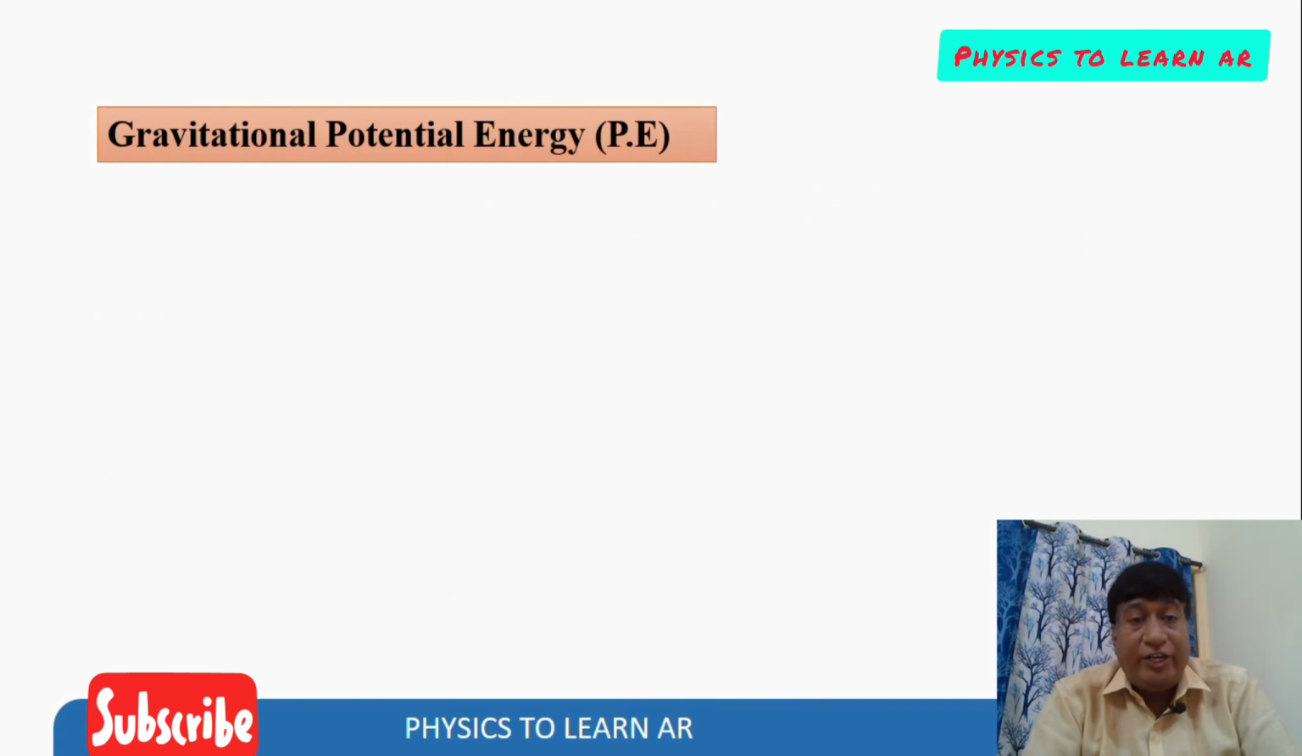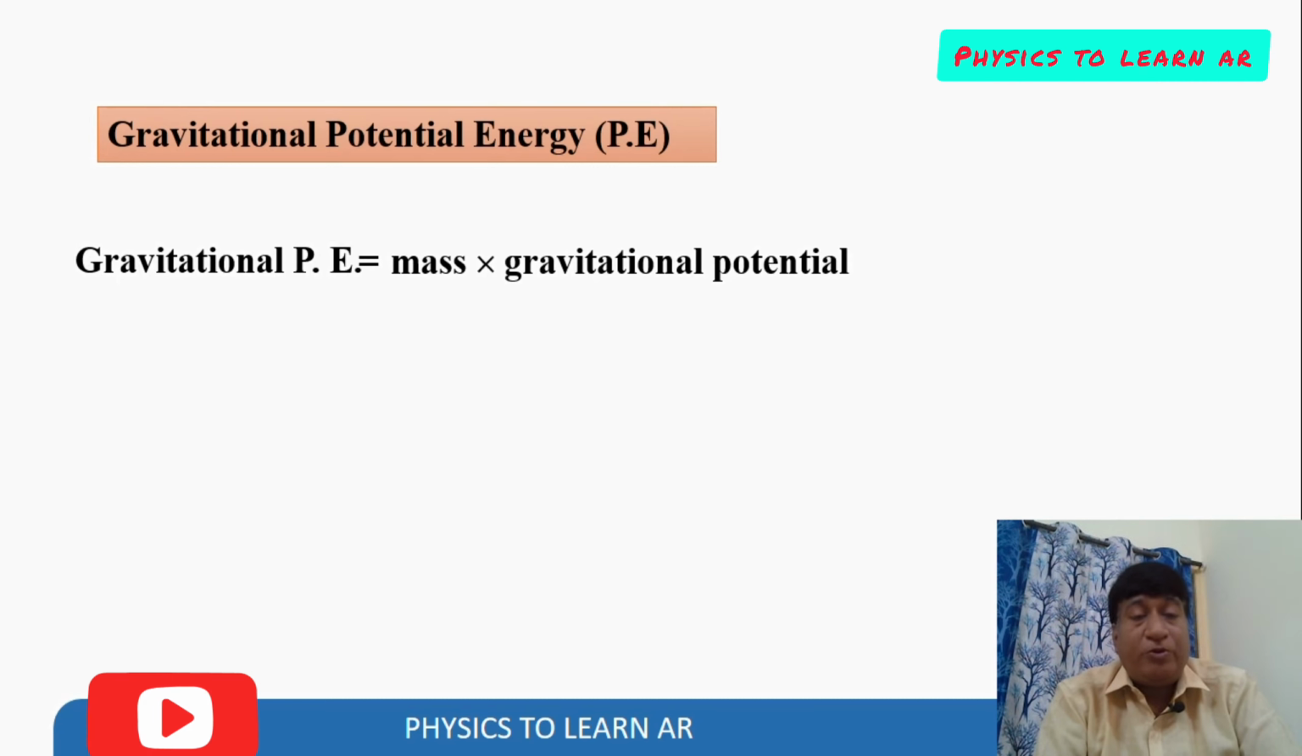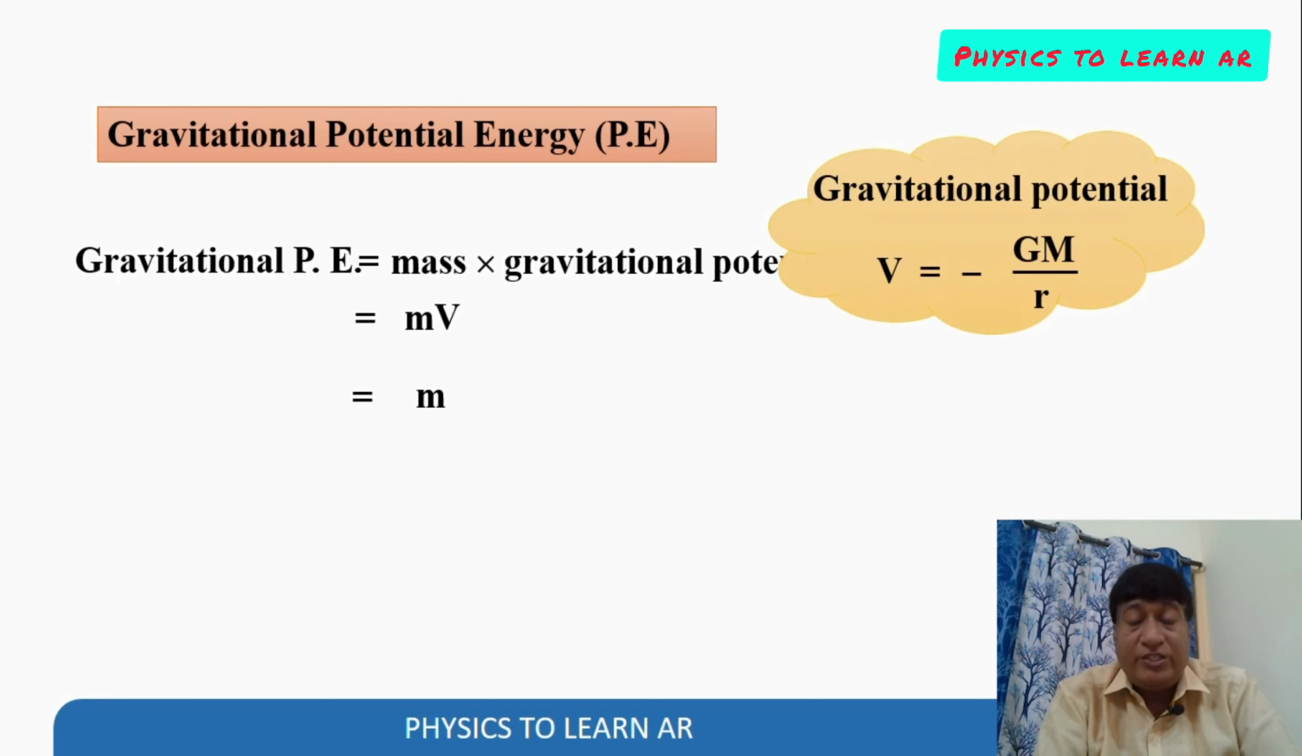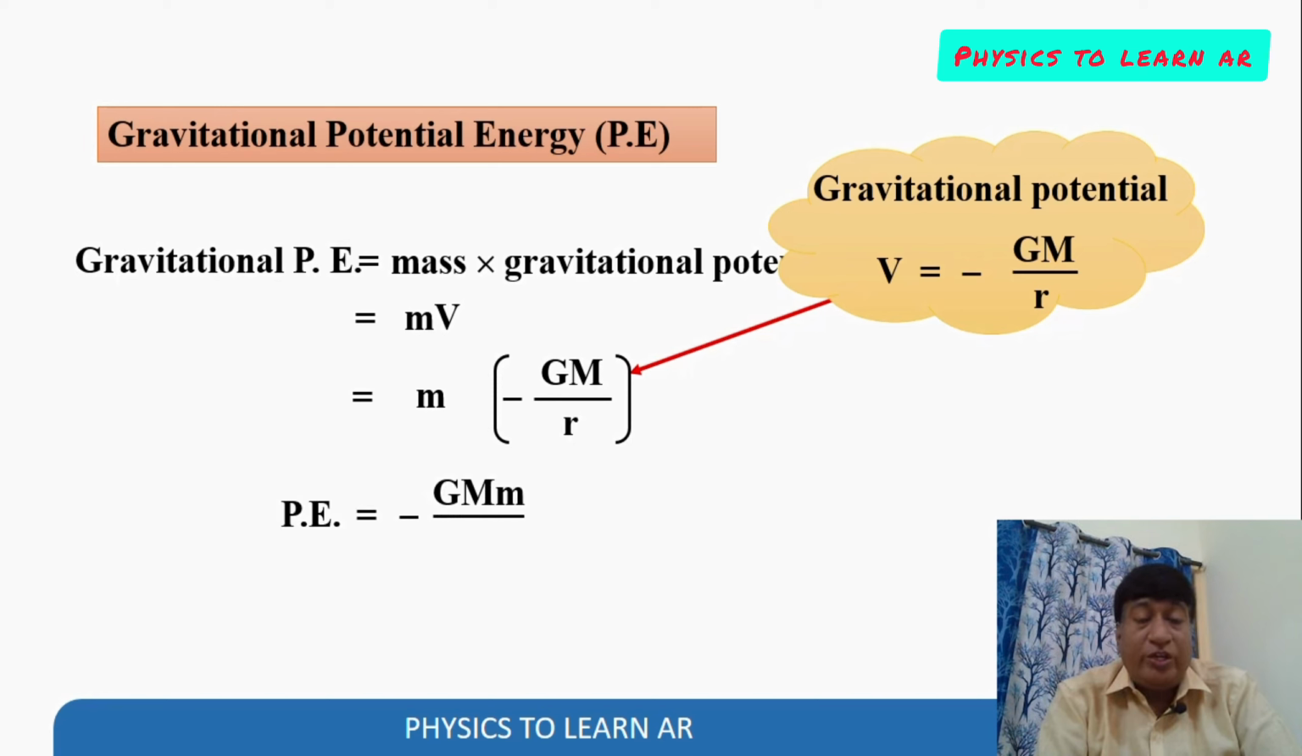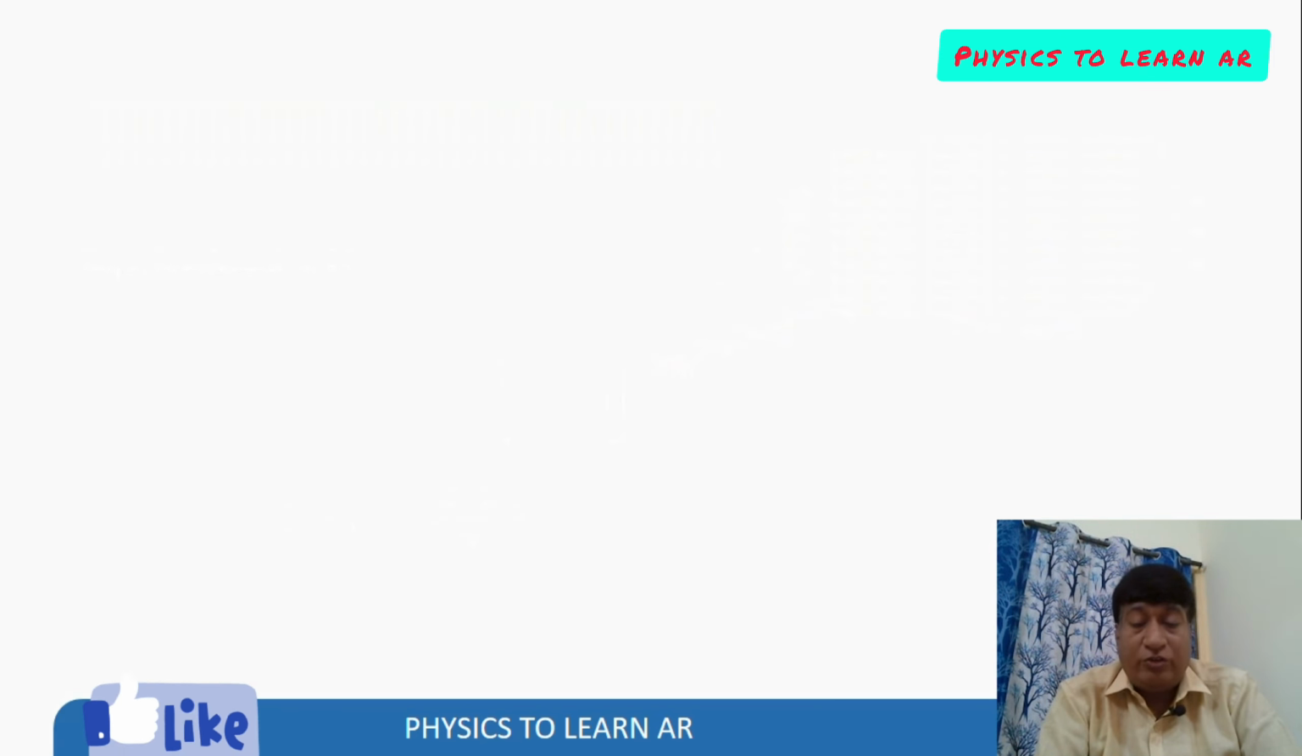Now the gravitational potential energy, in simple form PE, is mass into gravitational potential. We have just proved the value of gravitational potential: V is minus capital G into capital M by R. By substituting that value, the gravitational potential energy is minus G capital M into small m by R.